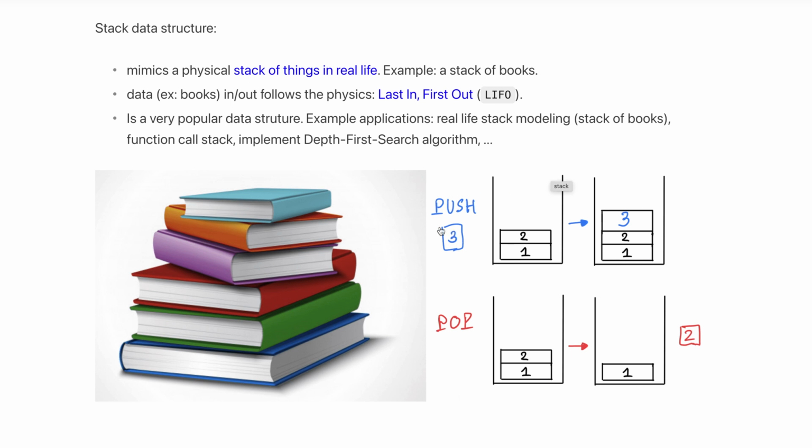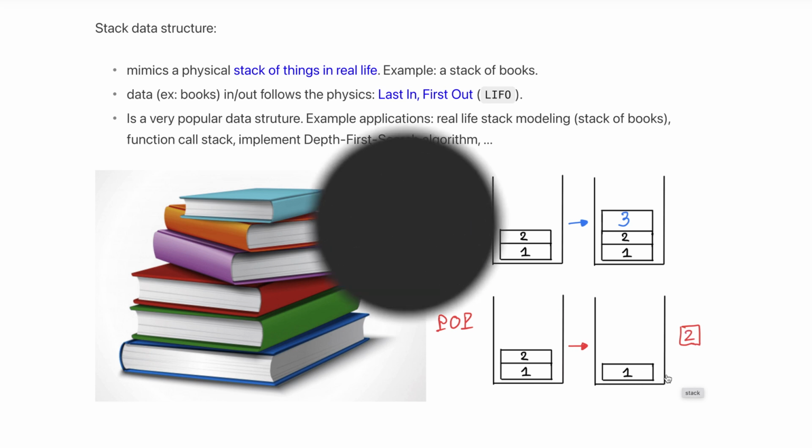There are only two main operations in stack data structure. The first one is push, and the second one is pop. The push operation is to add data on top of the stack. In this example, I push 3 to the stack, and after that 3 is on top of the stack. The pop operation is to remove the data on the top of the stack. In this example, I pop the stack, and item 2 is removed from the stack.